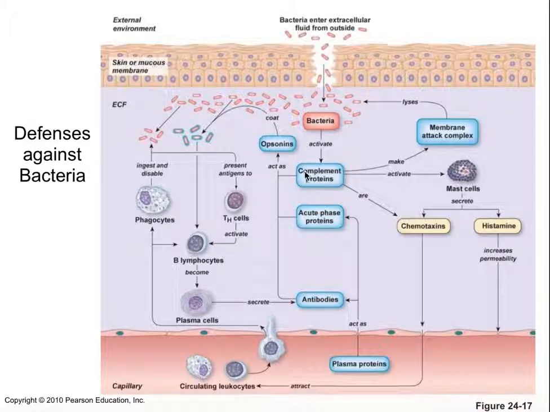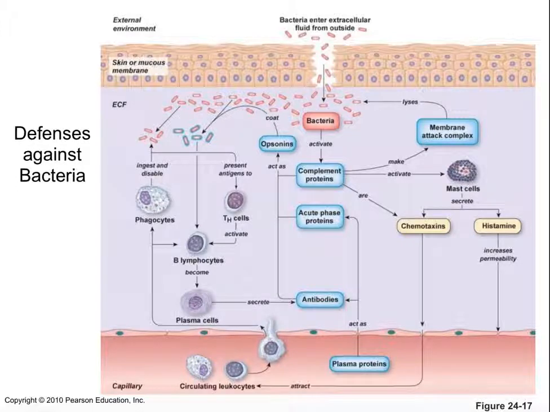So when the bacteria comes in, there's several ways we can attack the bacteria. The complement proteins can be activated, and again, I mentioned the membrane attack complexes, so they're part of the complement proteins. They will insert themselves into the cell membrane of the bacteria and cause it to lyse or burst. The bacteria coming in can also activate mast cells. So mast cells will actually degranulate. And when they degranulate, it means it falls apart.